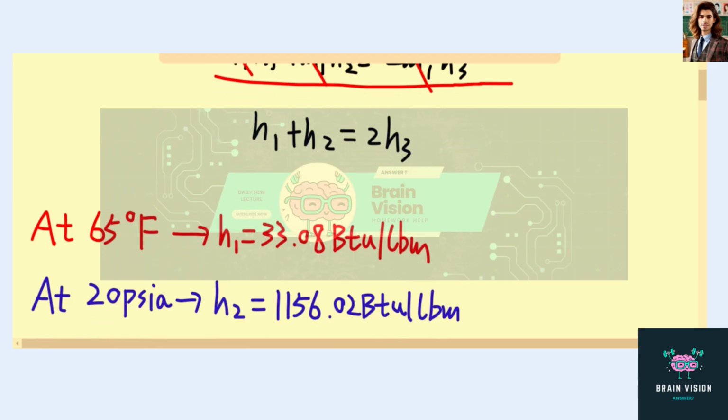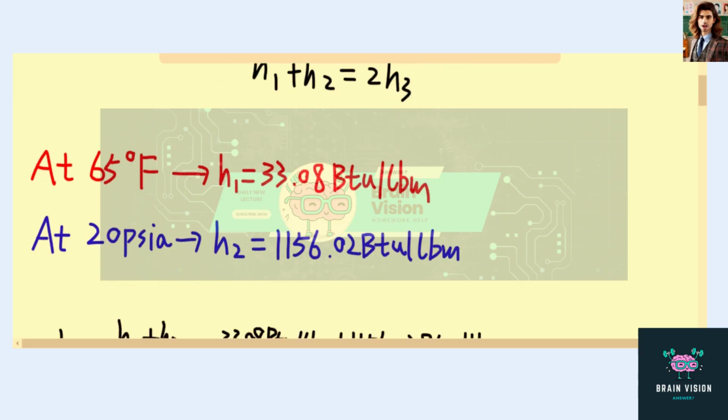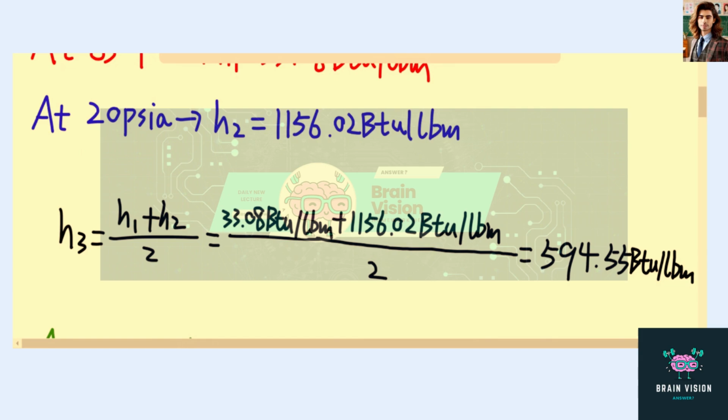So now let's use the saturated water table. So at 65 degree Fahrenheit, we'll have the enthalpy for the water is 33.08 British thermal unit per pound mass. And then at 20 psia, we'll have the enthalpy for the water vapor is 1,156.02 British thermal unit per pound mass. And now we can use the value here, substitute back to the equation to calculate the enthalpy for the mixture, which is H3 here. So eventually we have the H3 is equal to 594.55 British thermal units per pound mass, okay, which is the enthalpy for the mixture.